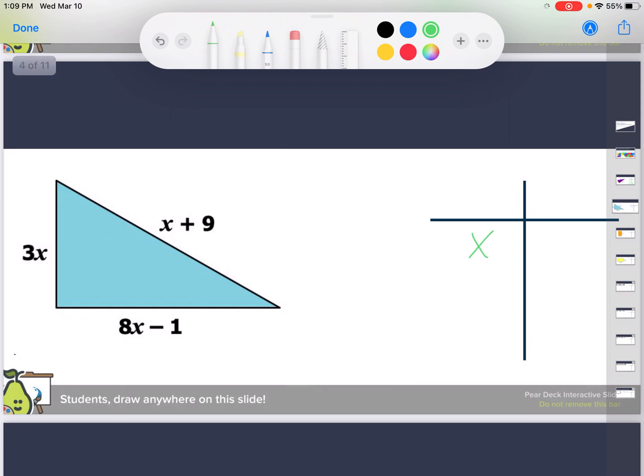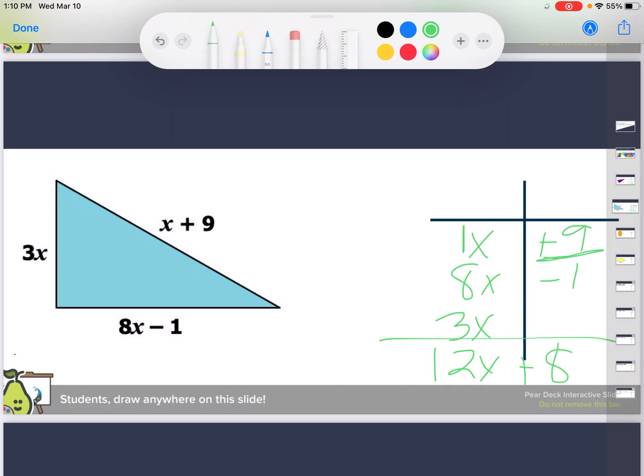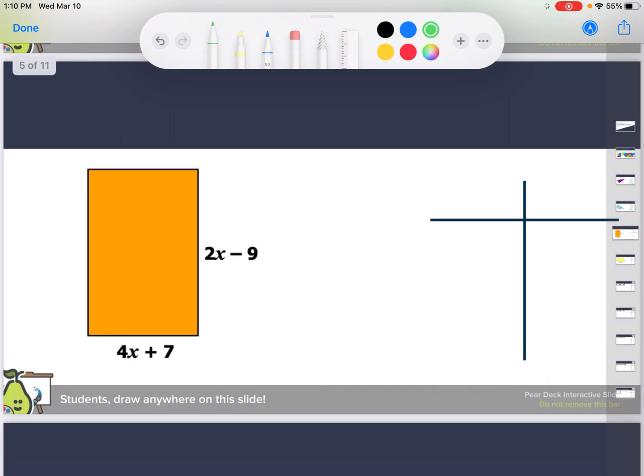For the next one, I have x plus 9, 8x minus 1, and 3x. So if I don't have a number in front of the variable, I know that it's 1. So that's 9 plus 3 makes 12x. And then 9 minus 1 is 8. And it's positive because the larger absolute value is positive. So perimeter, I have to add all the sides. So I have to make sure that I'm accounting for all of them.